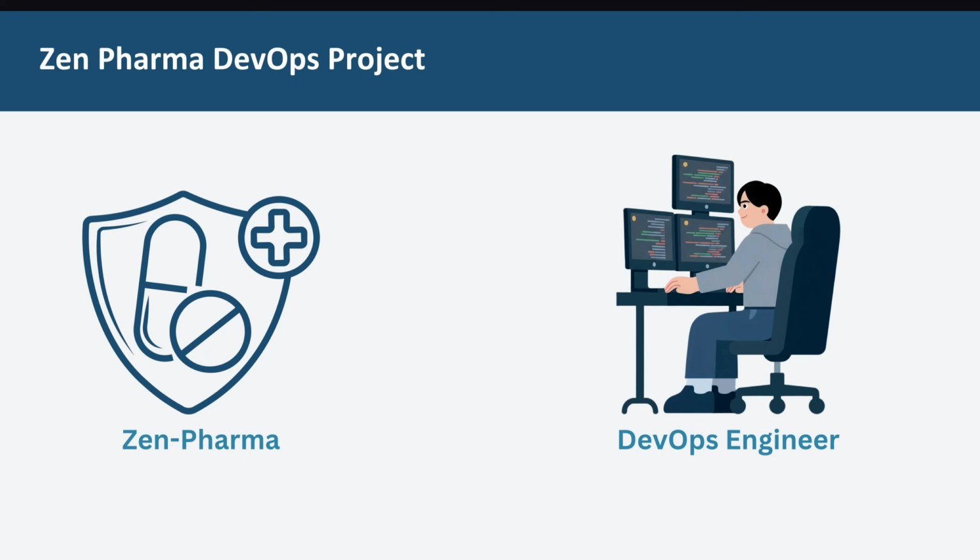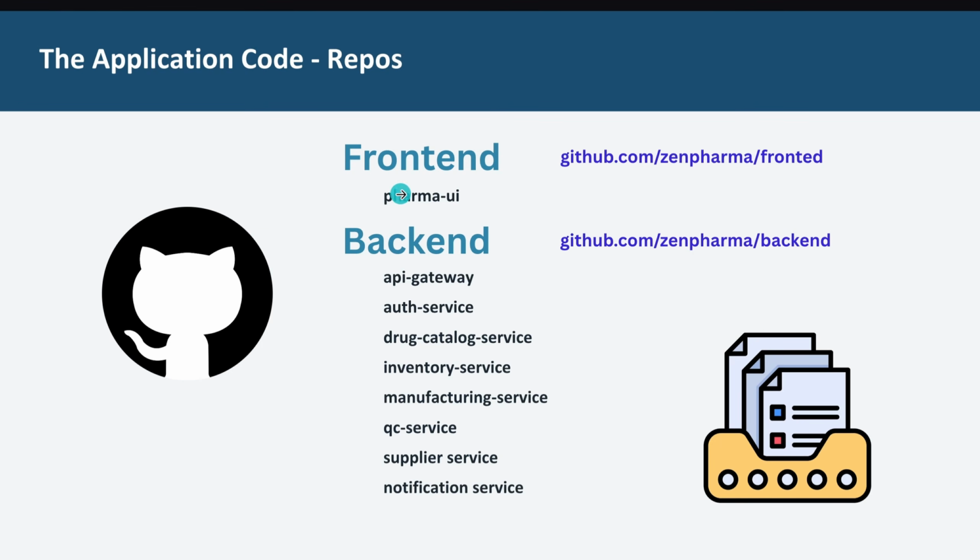And also you came to know that they are using microservice based applications. So they already developed their application and committed it into a GitHub repository. This is what their code looks like. They have front end and back end. In front end, they have a microservice called Pharma UI. In back end, they have 8 microservices. And this code is already committed into a GitHub account.